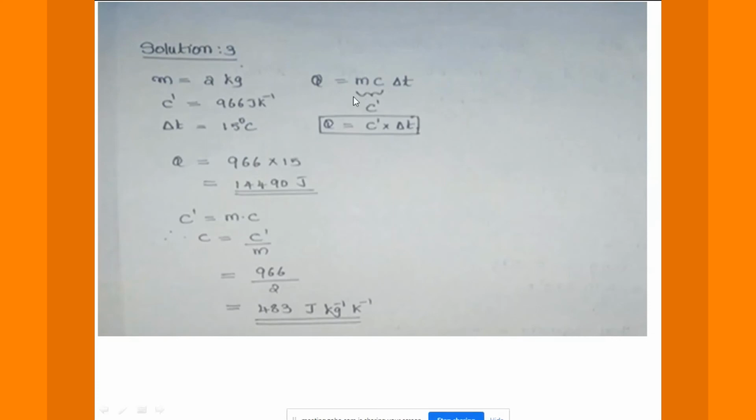Look at this first part, M into C. What is that? Mass into the specific heat capacity. It is C dash, correct? Because we know C dash is equal to M into C. So I'm just rewriting this equation as Q equals C dash into delta T. Now let us apply that here. Q equals, C dash is 966, into delta T, that is 15. So you got the first part answer.